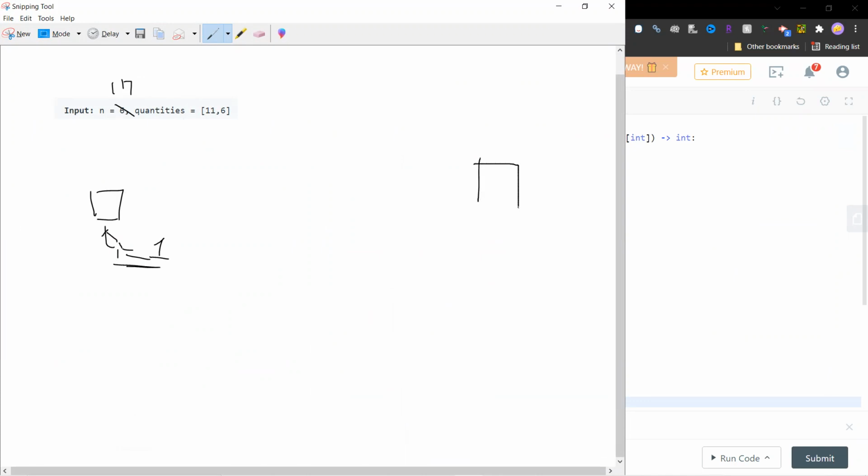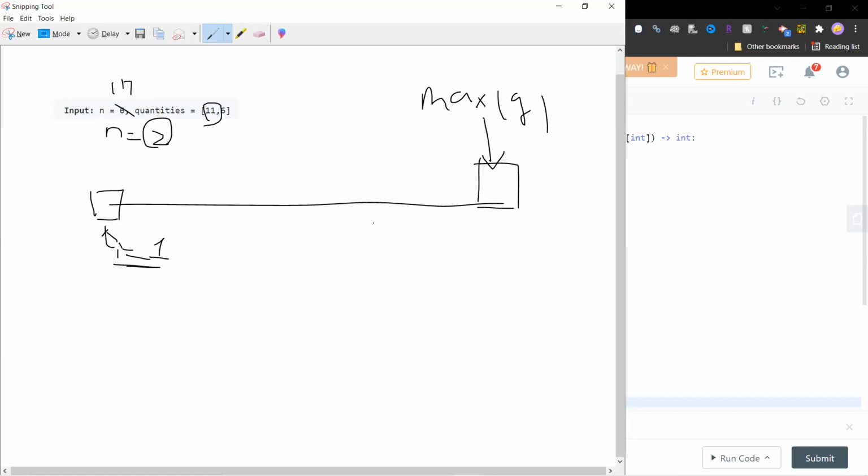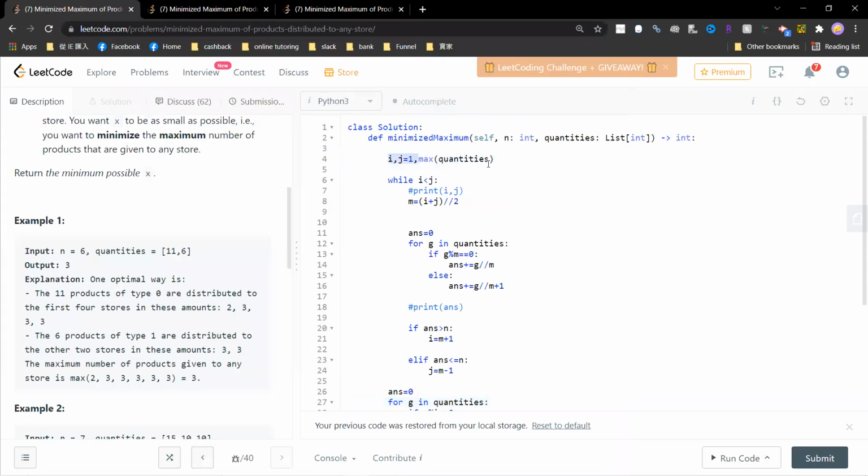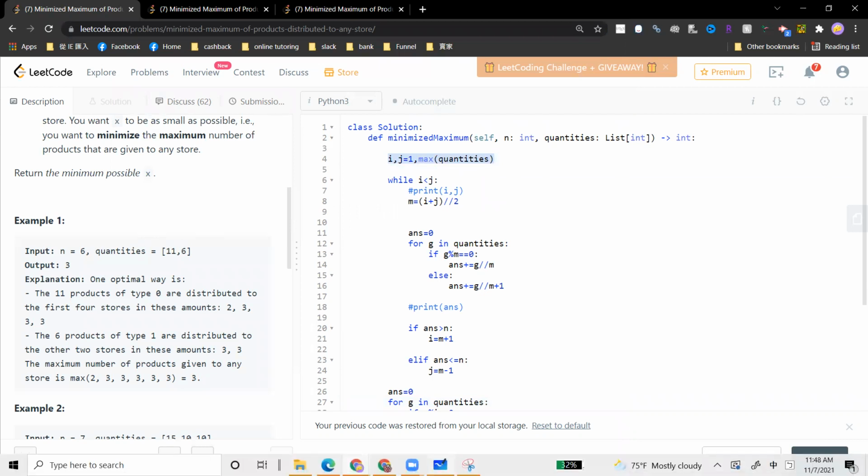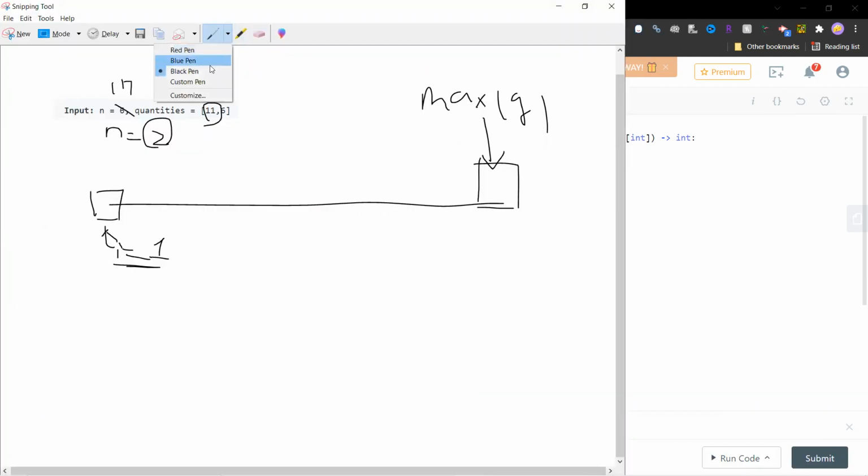And what's the largest answer? The largest answer is when you only have like 2 stores, and one of them must hold 11. So the largest answer must be the maximum of the quantities. So you have your left and right indices. Now you just do the binary search, and you get m, and you can easily check whether m is a suitable answer.